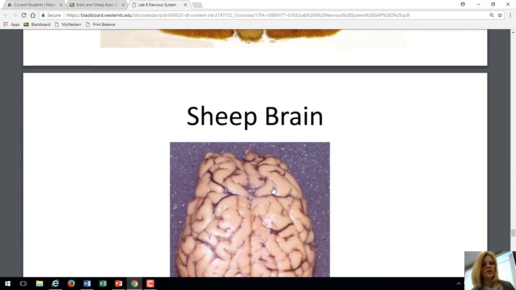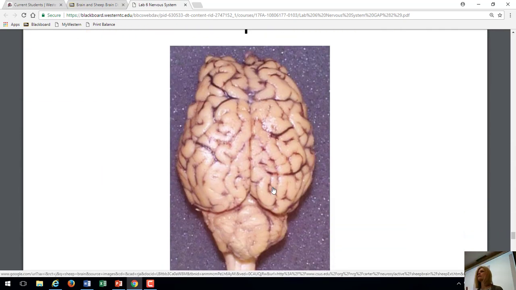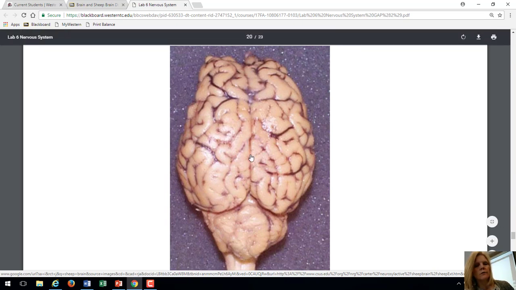So we're going to look at the sheep brain next. I want to do a quick general overview, and then we'll get the sheep brain out, and I'll also have a video for you to watch. But so here's the sheep brain. Here's the longitudinal fissure. Here's the two halves, the two cerebral hemispheres, cerebral cortex.